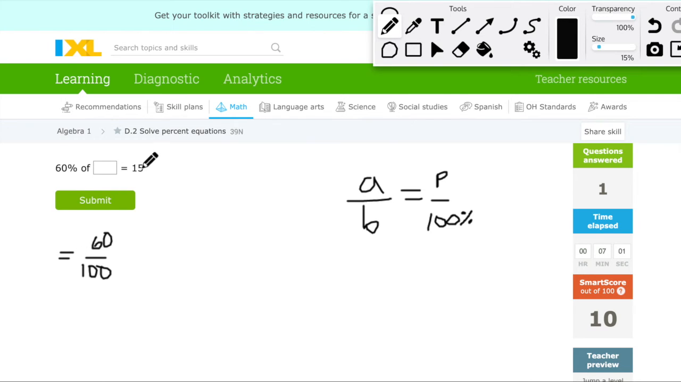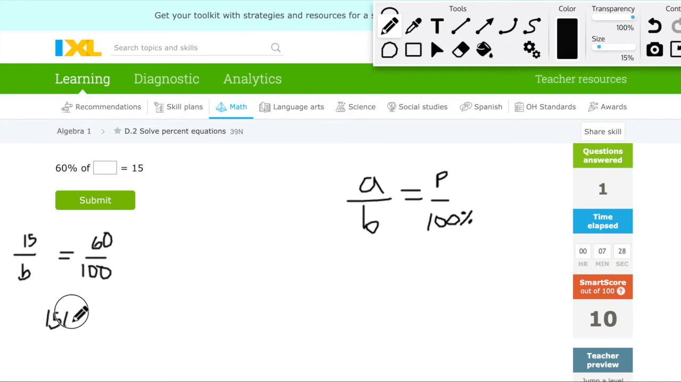Or sorry, let's reread that. 60% of something, so that would be the total, is 15. So 15, we don't know the total. So that would be, we could call it B. We would cross multiply, or the butterfly multiplication again. So that's 15 and 100. And if we multiply those together, we would get 1,500.